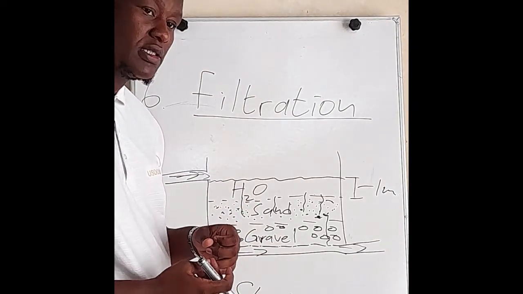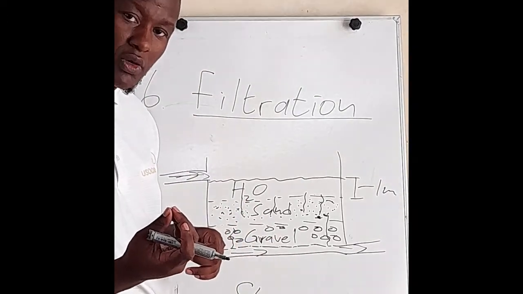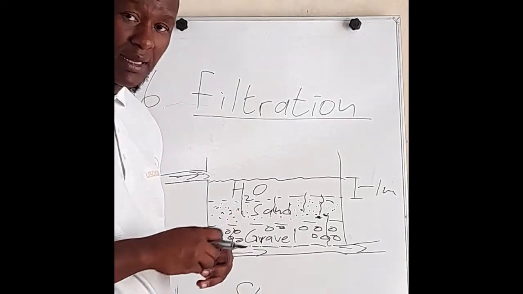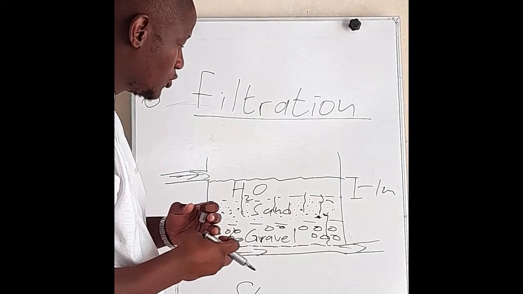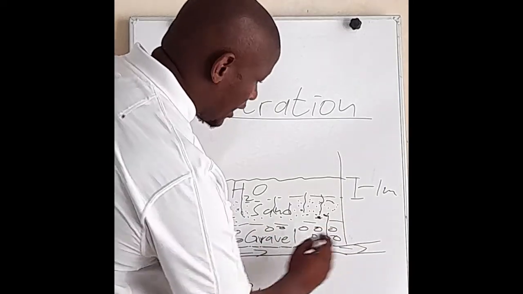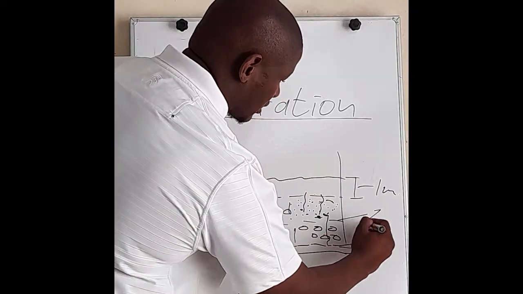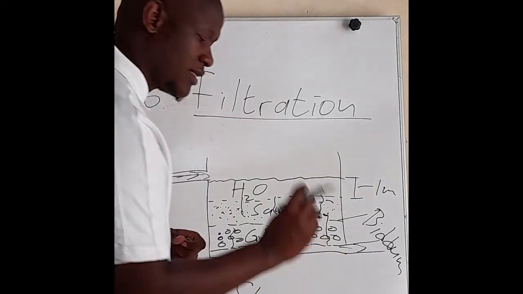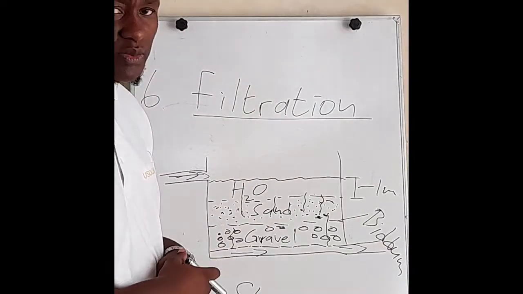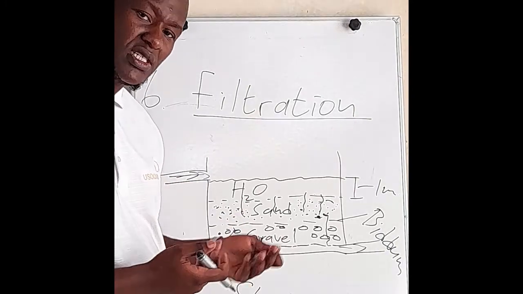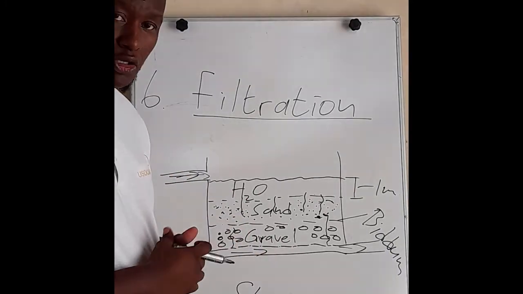So what do we normally have between our sand and gravel? The sand particles are far smaller than the gravel, so obviously they would want to get into the gravel and end up clogging. So we normally put a thin sheet known as bidum in between them, so that they don't mix together, because once they start mixing, it will end up clogging.